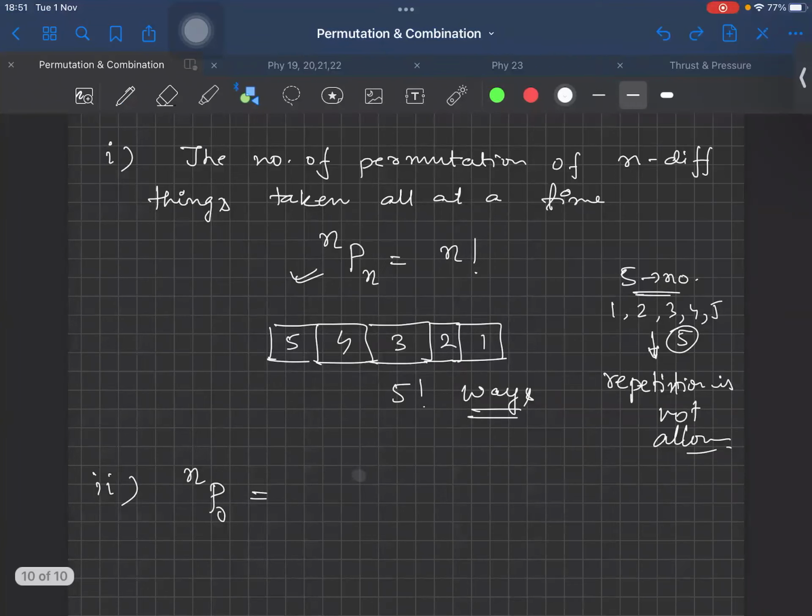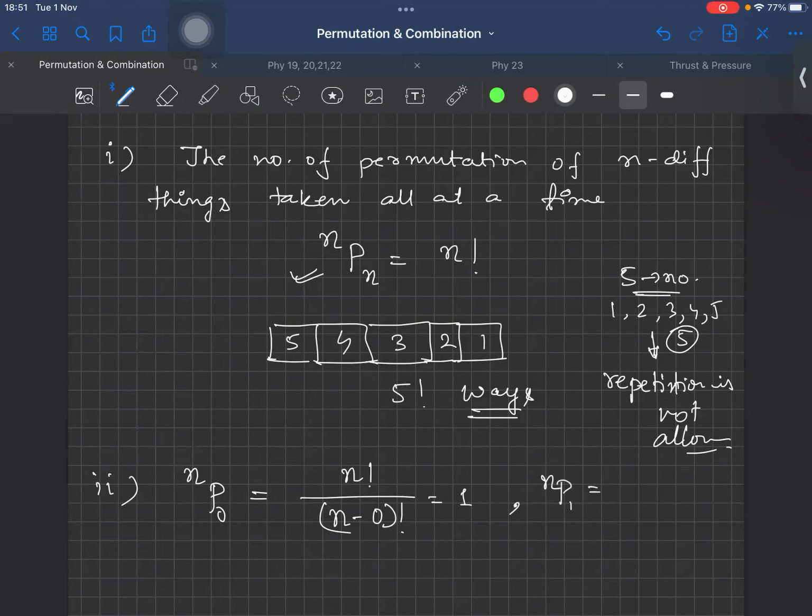Please let me know if I'm going a little fast, because we need to finish our syllabus as well. I'm just trying to give you all the points. nP0 is n factorial upon n minus 0 factorial. That will be equal to 1. Fine. I don't think there is anything fancy here.